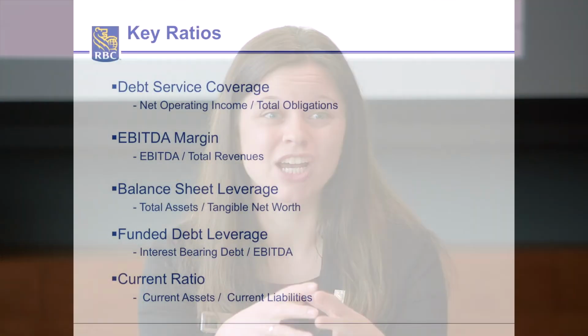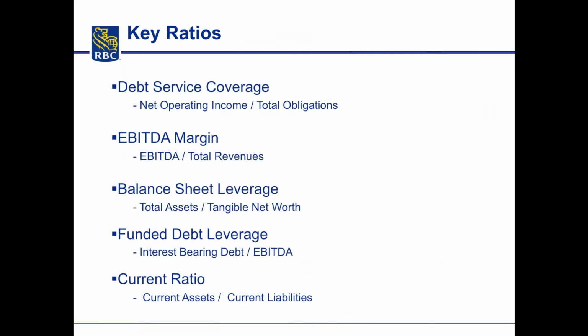So I'll jump into the debt service coverage. This is basically your EBITDA, or your core earnings, divided by your obligations. So what is your long-term debt? What's your interest? What do you need to be paying off every year? We want to see this ratio above 1 for sure. A ratio below 1 means that you're not able to service your current debt.